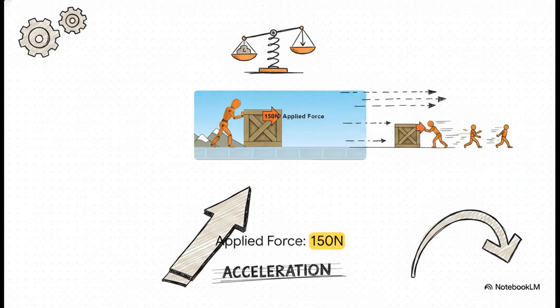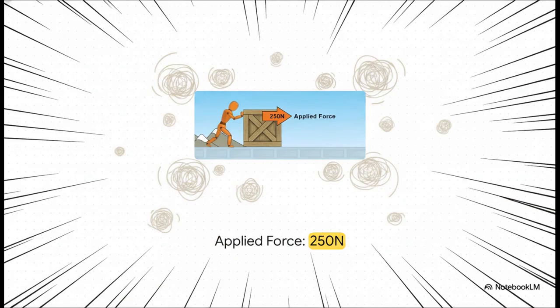The crate begins to accelerate. It's a solid, very noticeable change in velocity. Let's move to 250 newtons and see how this builds when we increase the power. The mass of the crate hasn't changed even a tiny bit, but because the net force is greater, the crate's acceleration is visibly higher.